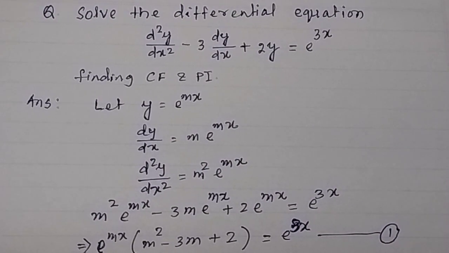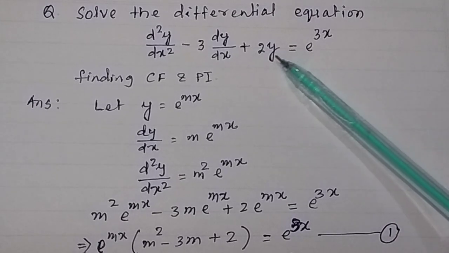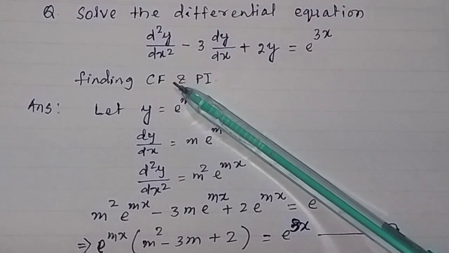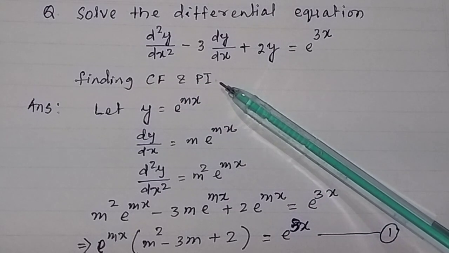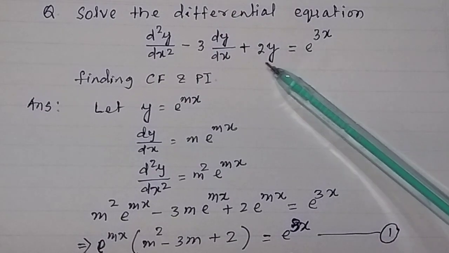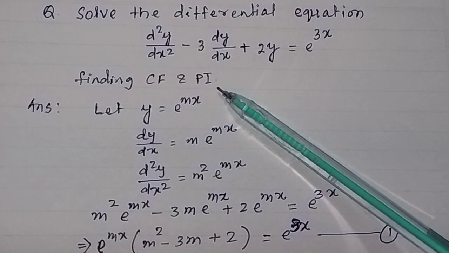Solve the differential equation: the second derivative of y with respect to x minus 3 times the first derivative of y with respect to x plus 2 times y is equal to e to the power 3x, finding the complementary function and particular integral. To solve this inhomogeneous differential equation, we will first find the complementary function, then we will find the particular integral, and the solution of this differential equation is the sum of the complementary function and the particular integral.